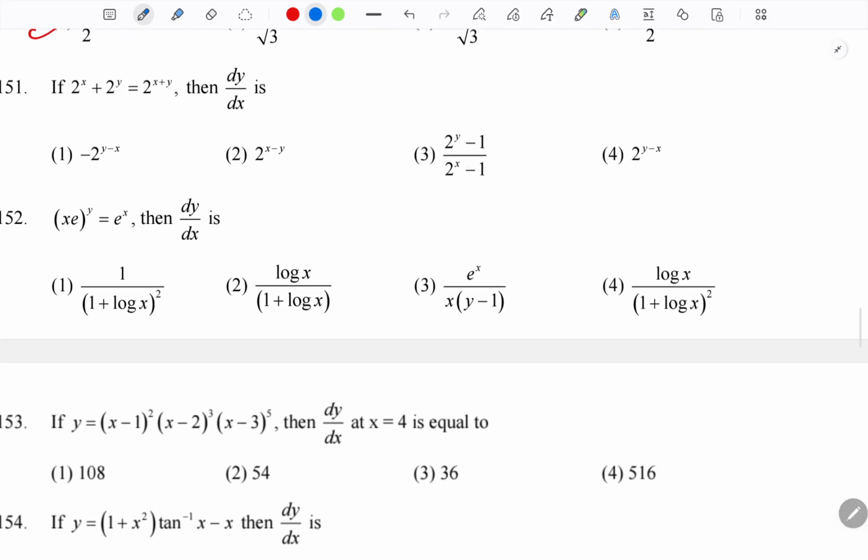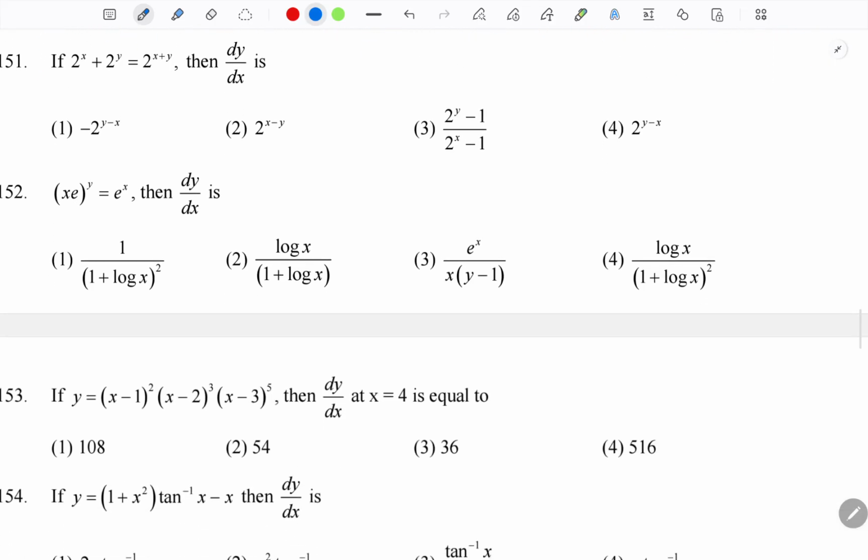Next, this is also a very easy question. It's a simple derivative, right? It looks like a power x. What is the derivative of a power x? It equals a power x times log a, that is, d by dx of a power x. Substitute the formula and you will get the answer simply.